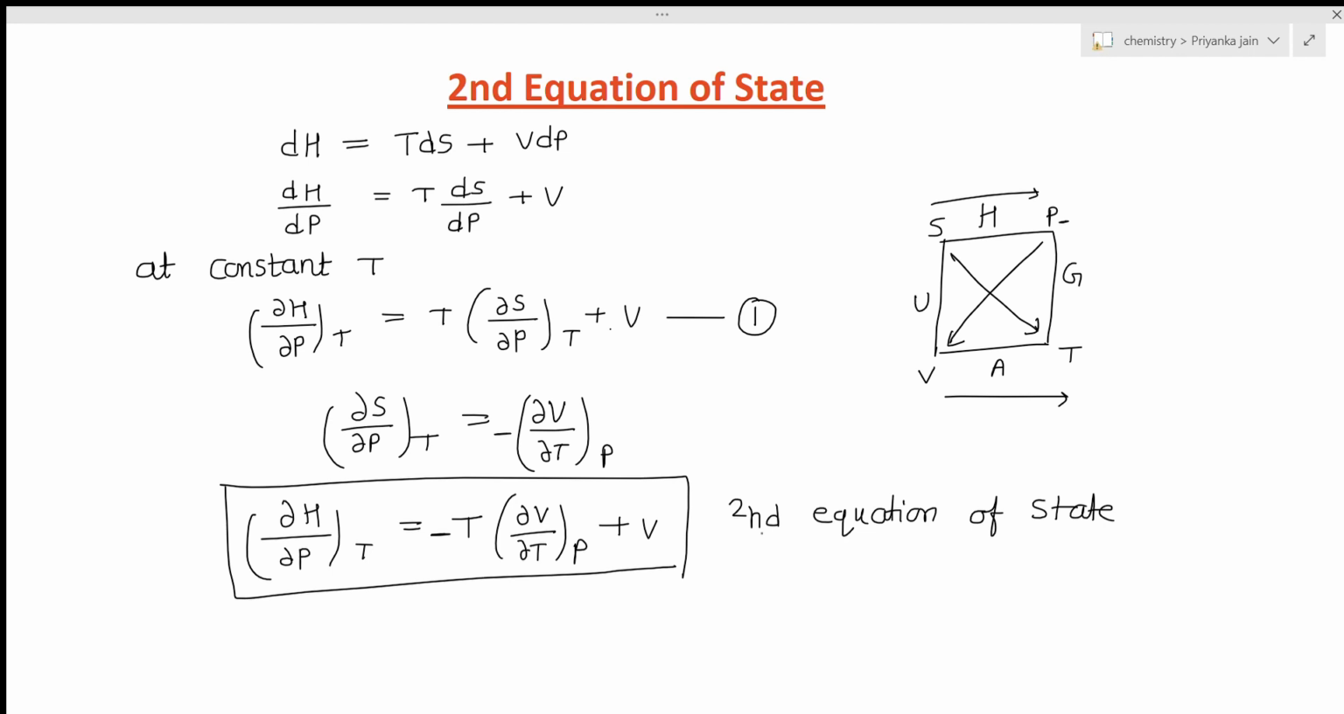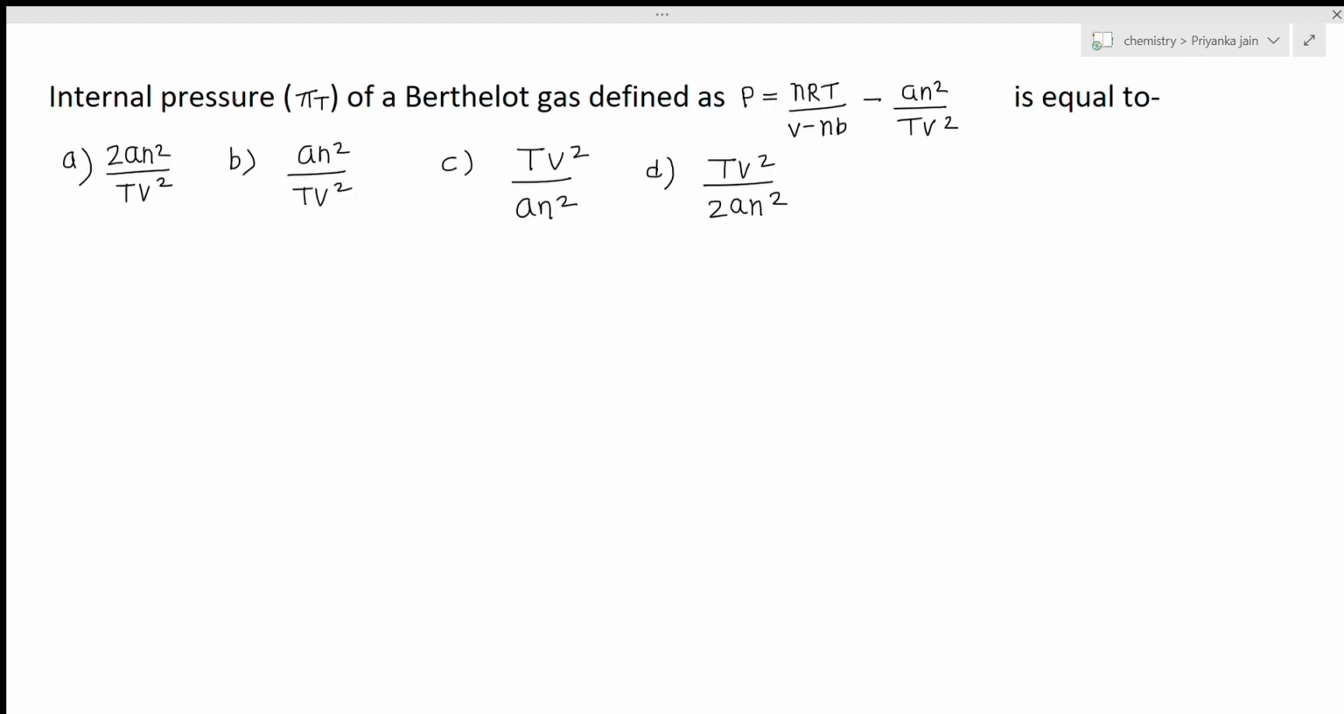Okay, in this equation the term del H upon del P at constant temperature has the units of volume. Now see some questions that have been asked on the basis of the equation of state. See here this question: the internal pressure pi T of a van der Waals gas, defined as P is equal to nRT upon V minus nb minus a n square upon T V square, is equal to? So we have to find out here the internal pressure.